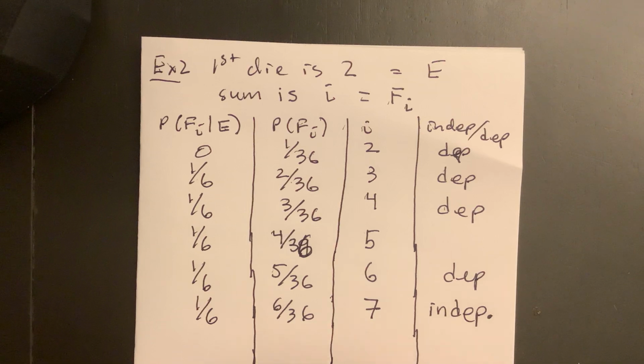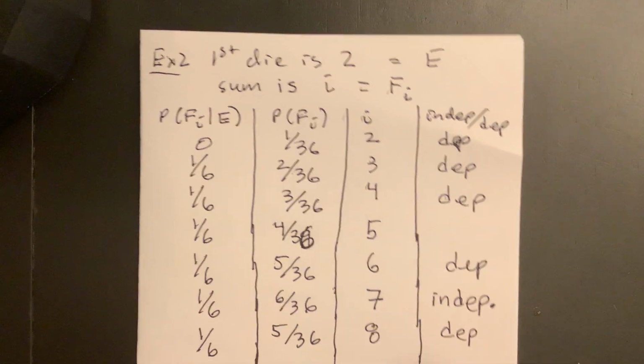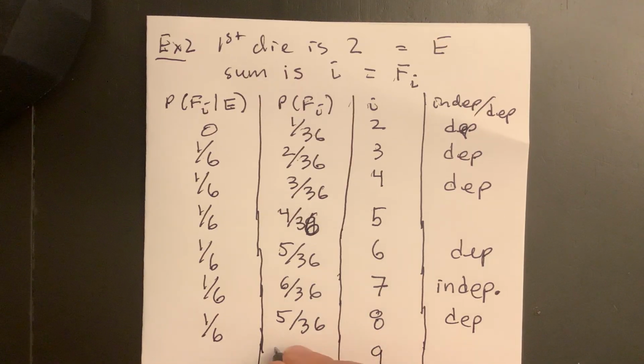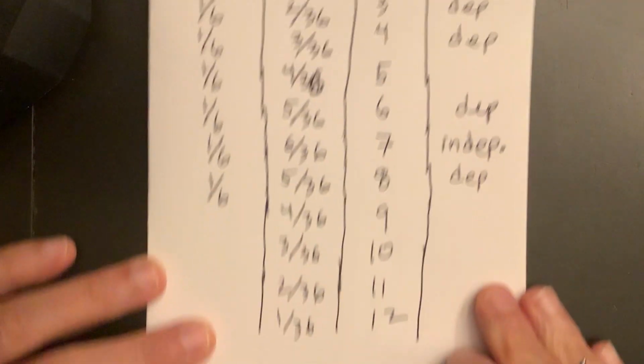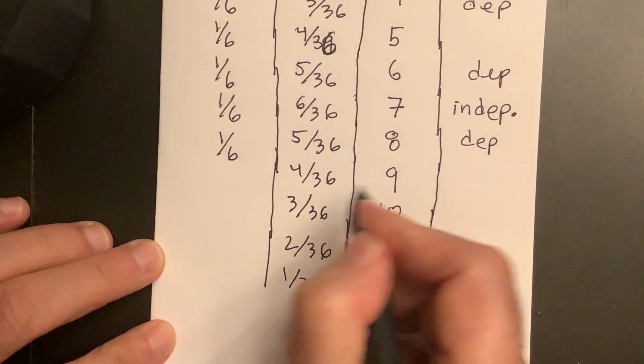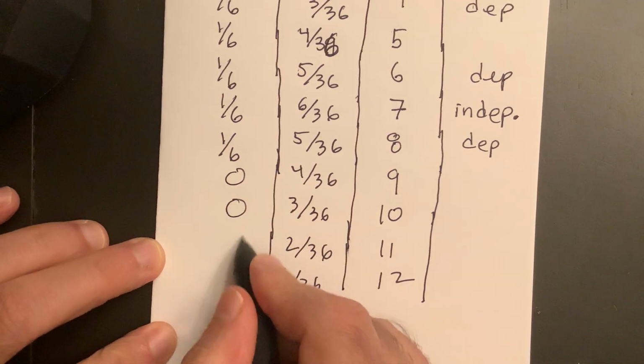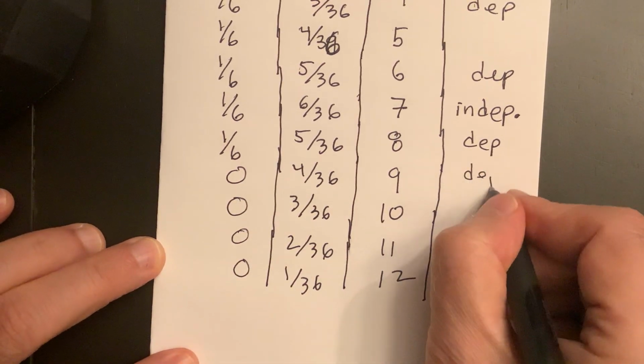If we keep going, what happens? What about 8? 5 out of 36, versus 1/6, since if I get a 6 on the second die I have an 8. So this is dependent again. Now, what about 9? 9 is 4 out of 36, 10 is 3 out of 36, 11 is 2 out of 36, and 12 is 1 out of 36. But what's the probability I get a 9 if the first die is 2? This is 0, this is 0, this is 0, this is 0. So these four are dependent.